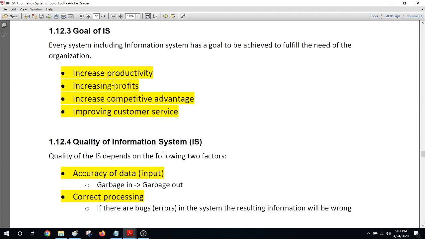We will be discussing that later. It will also increase the competitive advantage of business organizations. It will improve customer services. It will improve agility. We will be discussing those things later.